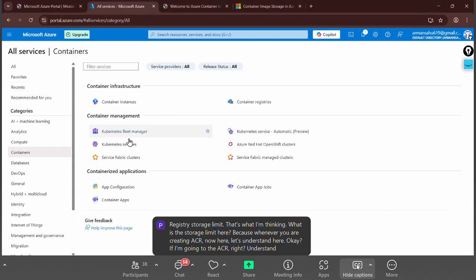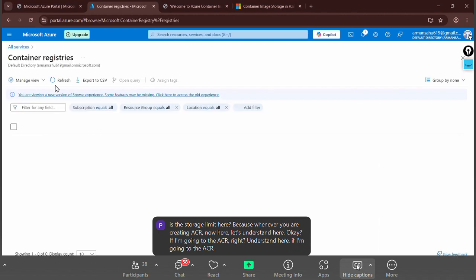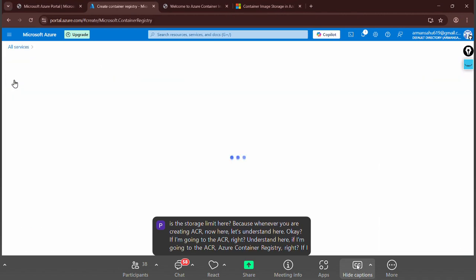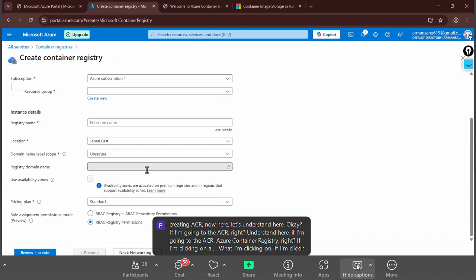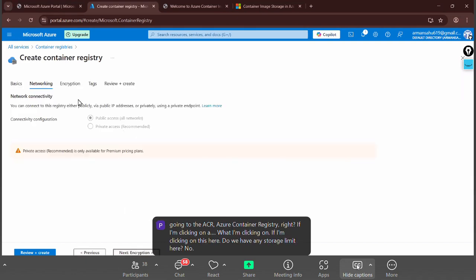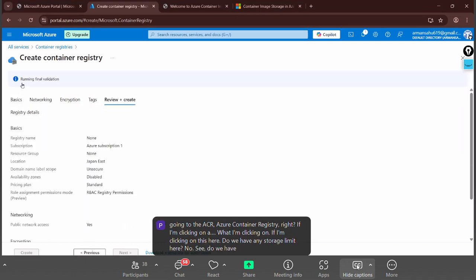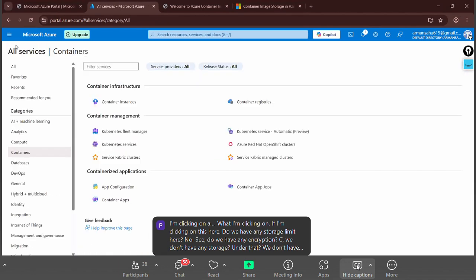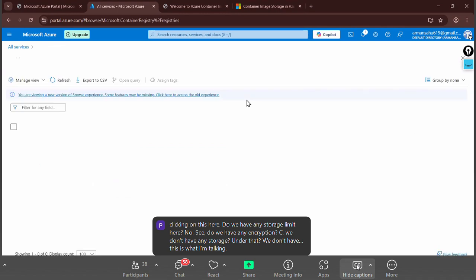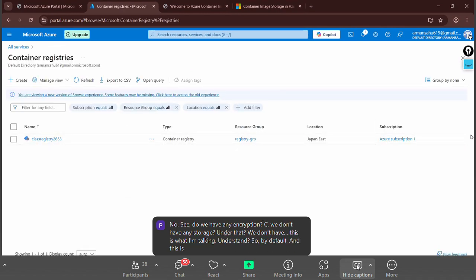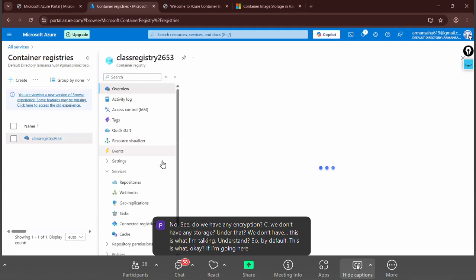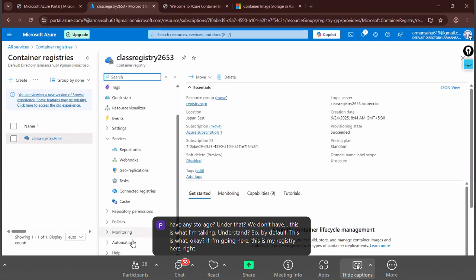Understand here. If I'm going to the ACR, Azure Container Registry, and I'm clicking on this here, do we have any storage limit here? No. Do we have any encryption? We don't have any storage. Understand? This is what I'm talking about. So by default, this is what. If I'm going here, this is my registry, right? Under registry, I don't have any storage settings. So this is what I'm talking about. Okay.